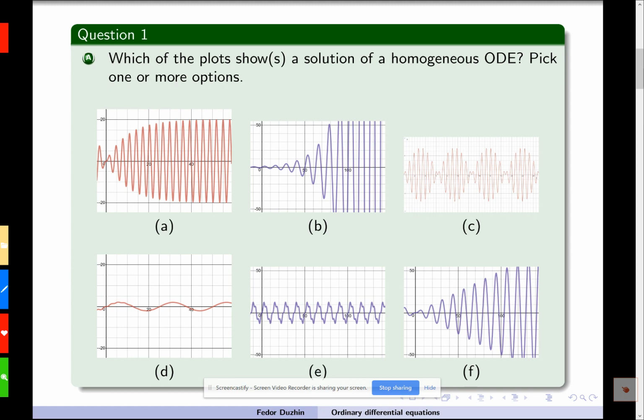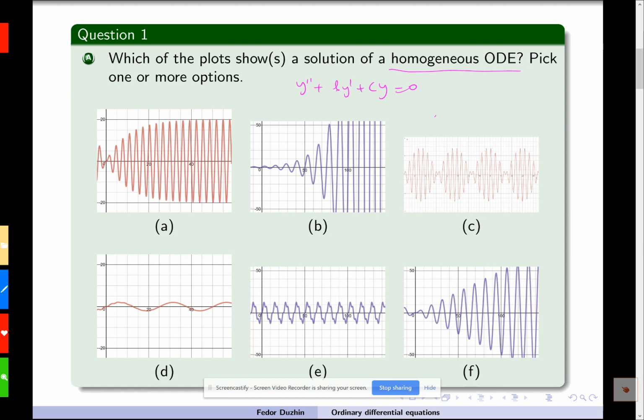Okay, so the first thing is which of these plots shows a solution of a homogeneous differential equation? The question is to pick one or more options. And basically, for homogeneous differential equations with constant coefficients, the form is y double prime plus b y prime plus c y is 0. And then, depending on b and c, there are only finitely many different cases. So there could be oscillations, or there could be a combination of exponential functions. So here we always see oscillations, so it's got to be oscillations.